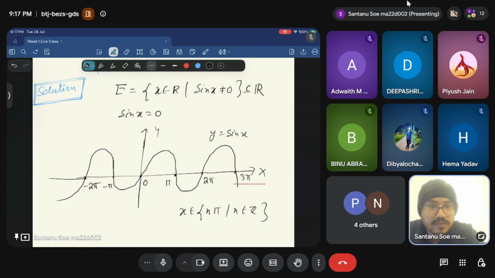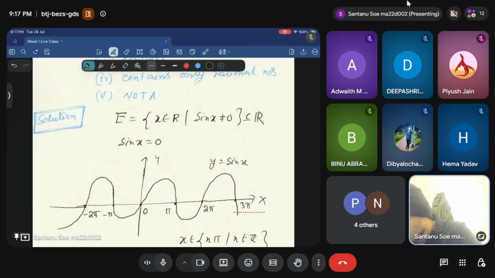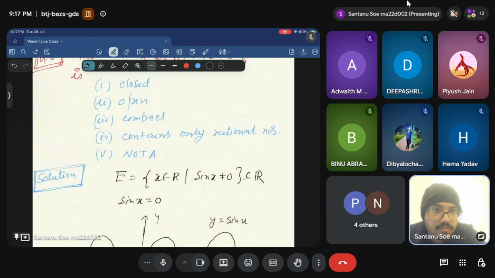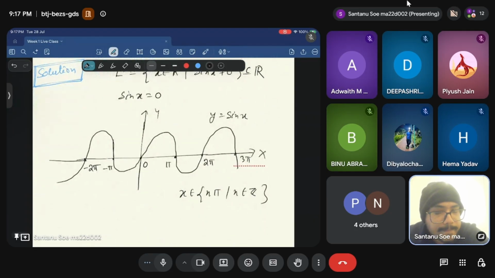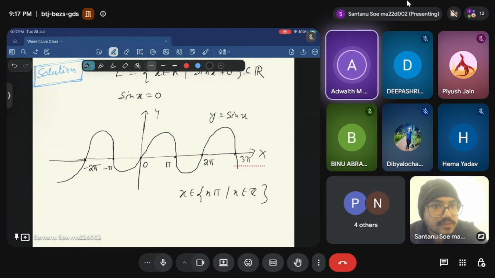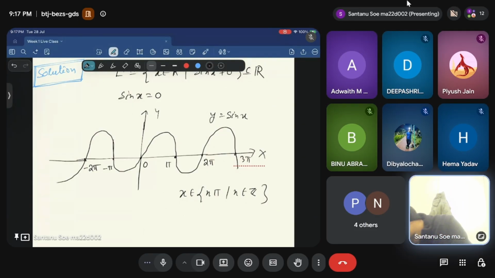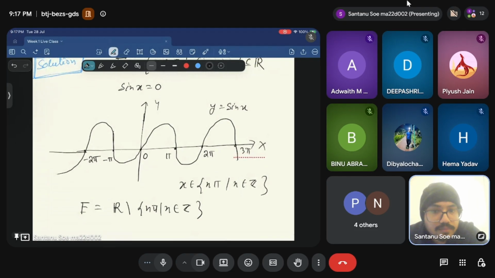Is it clear up to this stage? If it is clear, then you're going to get the answer immediately. We have taken those points such that sin x is 0, but we need sin x to be non-zero, right? So what is the set E actually? Anyone? R minus n pi. Yeah, that is correct. So E is R minus n pi, right?